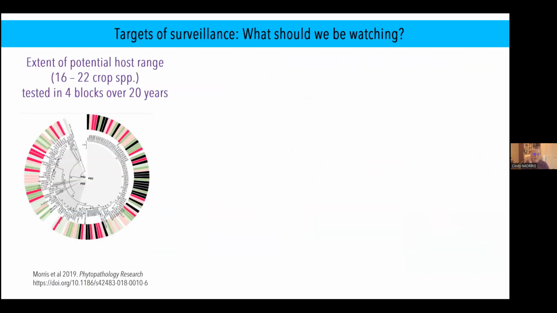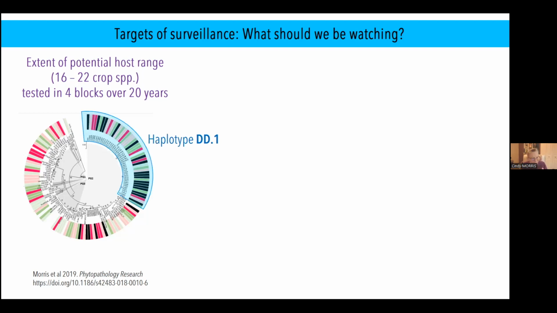So we did host range testing over 20 years, and we put these data together. I think there are about 135 strains in here. We did host range testing on between 16 and 22 crop species in 4 blocks over 20 years. Because over those years we changed our orientation, we didn't always test the exact same plant species. So I couldn't for all strains do a comparative host species analysis, but I can tell you the frequency of plants that were attacked.